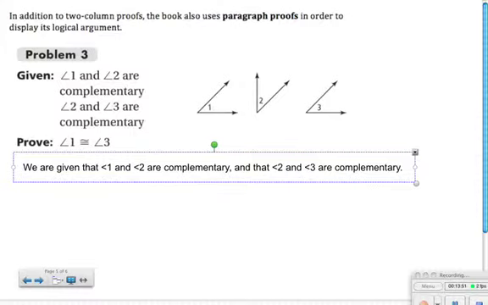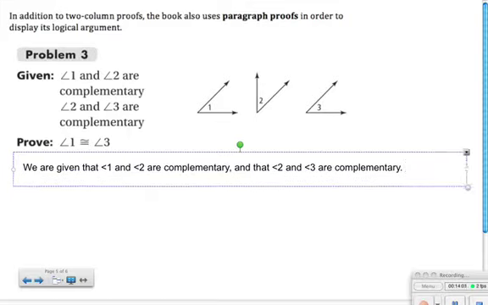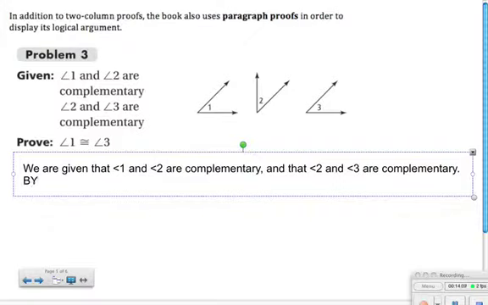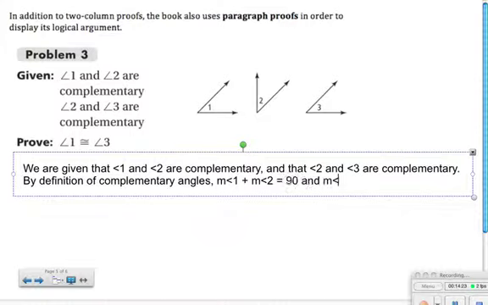What does it mean for 2 angles to be complementary? They add up to 90, yes. So, by the definition of complementary angles, the measure of angle 1 plus the measure of angle 2 equals 90, and the measure of angle 2 plus the measure of angle 3 equals 90.